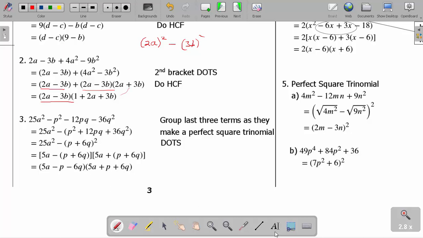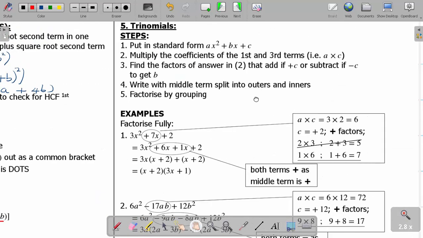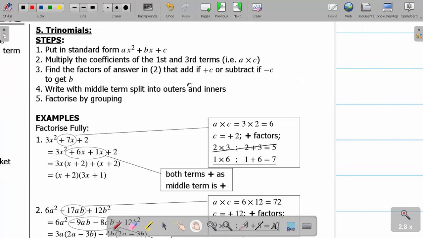Hope we are still together. All right, that was about grouping. Now the last one, which is most important to learn, is about trinomials. The steps: first of all, put it in standard form of ax squared plus bx plus c. Then multiply the coefficients of the first and third terms, that is a times c. Then find the factors of that answer that, if you add, you get positive c, and if you subtract, you get negative c.